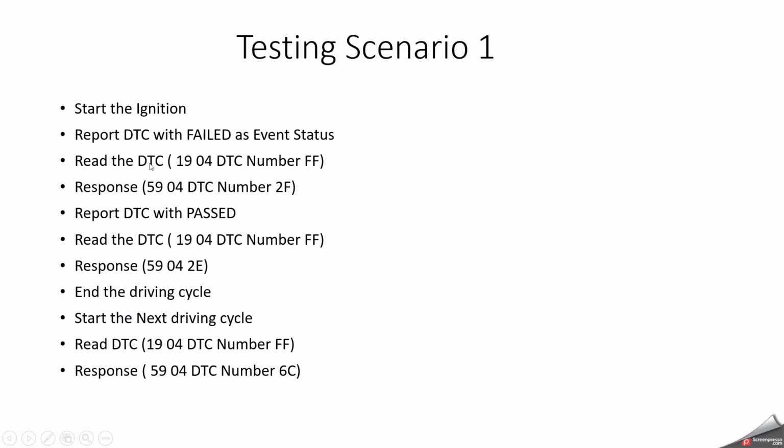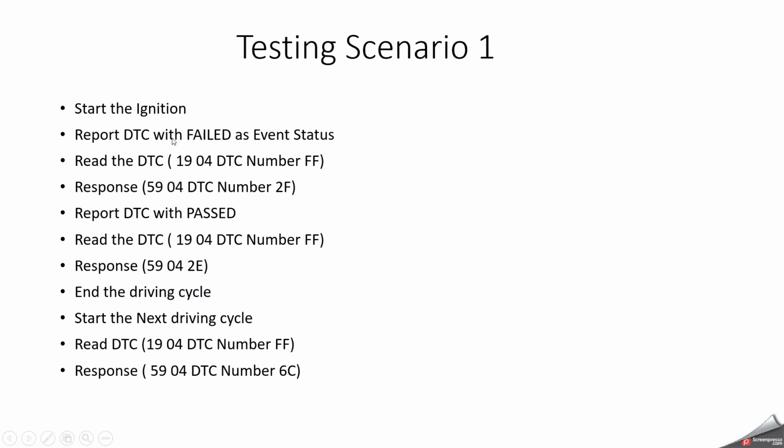Then I'm trying to read the DTC value, that means the DTC status byte. For that, I'm taking the 19 service and choosing subfunction 04. I get a response of 2F because I have configured counter-based, but even though I passed the event status as failed, this will be stored inside the event memory.